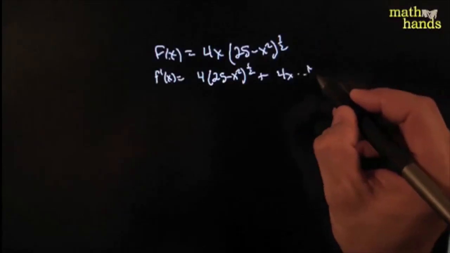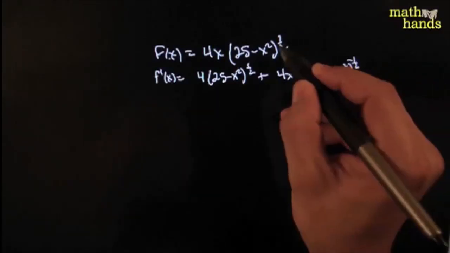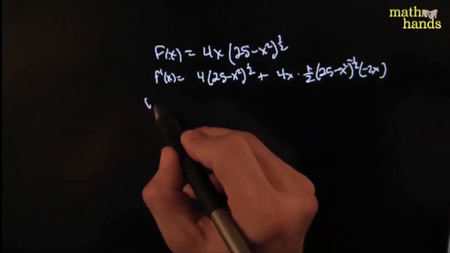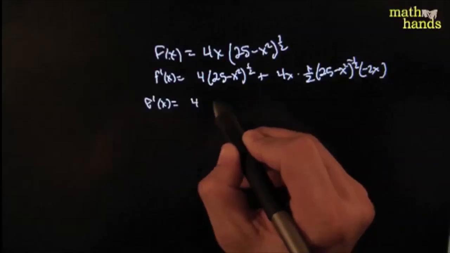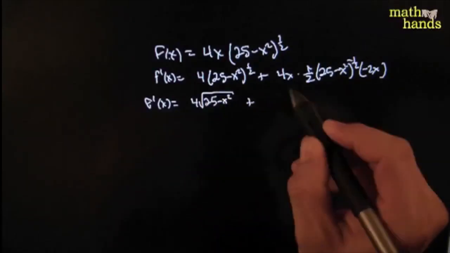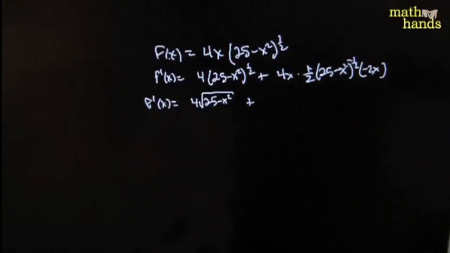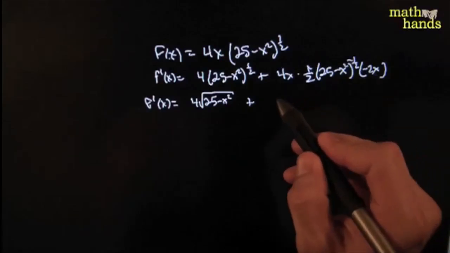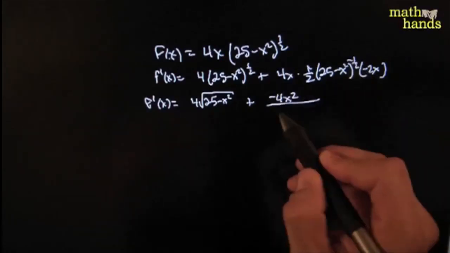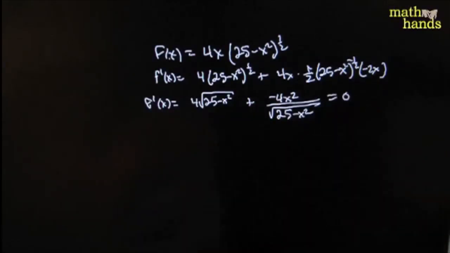The derivative of the second will be 1/2 times 25 minus x squared to the negative 1/2, because I subtract 1, and then I do the derivative of the stuff inside, which will be negative 2x. I clean it up a little bit. That would be 4 times the square root of 25 minus x squared, plus, I got a 2 and a 2 and a 4. The 2 and the 2 cancel, so all I have is a negative 4x squared. And I put this on the bottom because that exponent is negative, so it gives me the square root of 25 minus x squared. And I set that equal to 0.